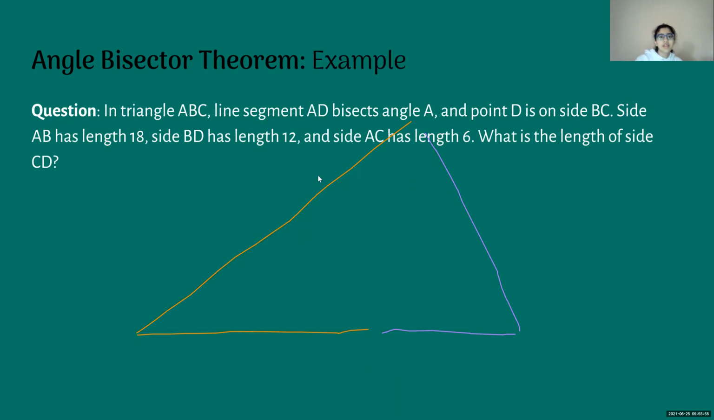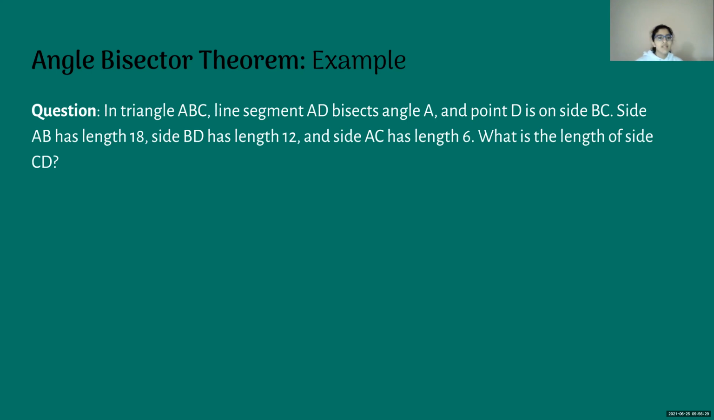Okay, so let us try a question, like an example. So in triangle ABC, line segment AD bisects A, and point D is on side BC. The angle bisector always divides an angle in half. So for example, if I was taking the angle bisector of 70 degrees, then it would divide the angle into 35 and 35 degrees. So it will always divide it in half, yes.